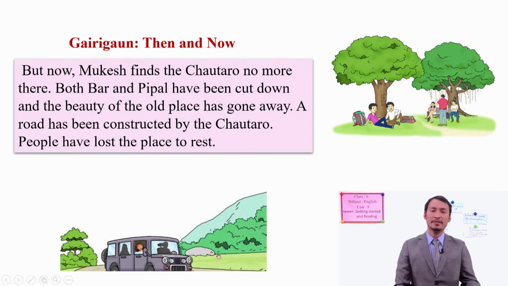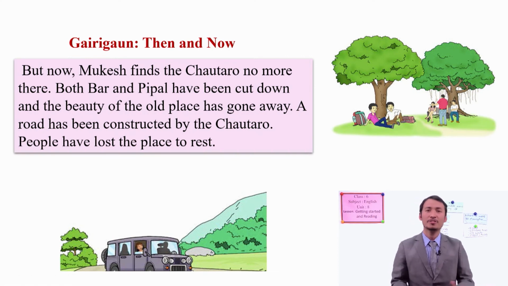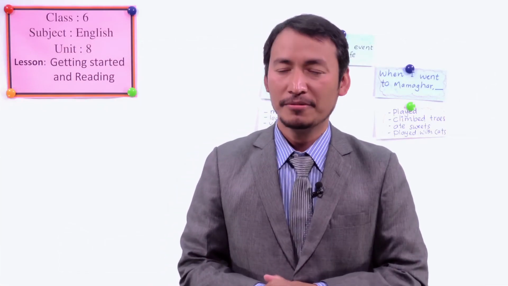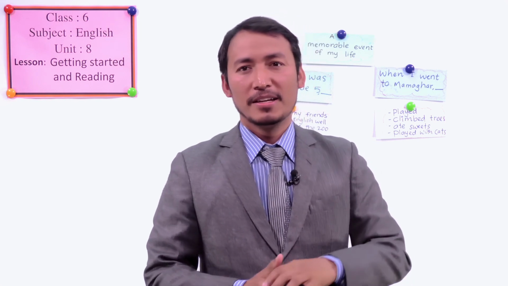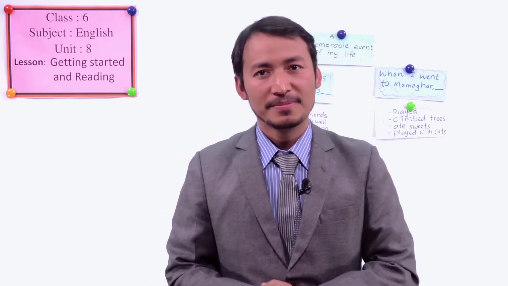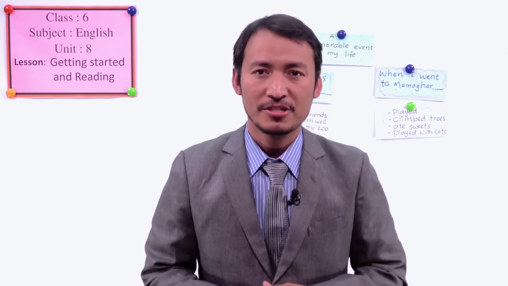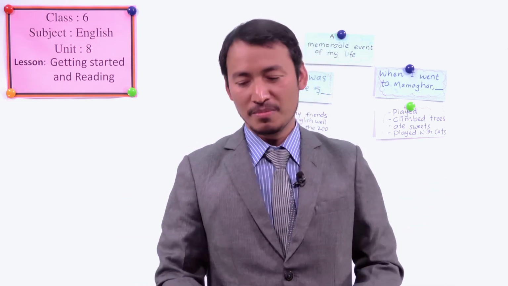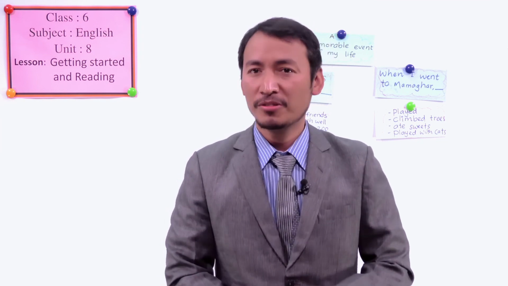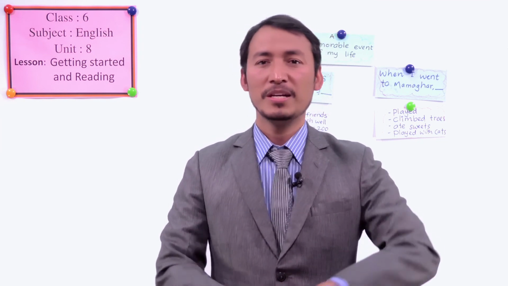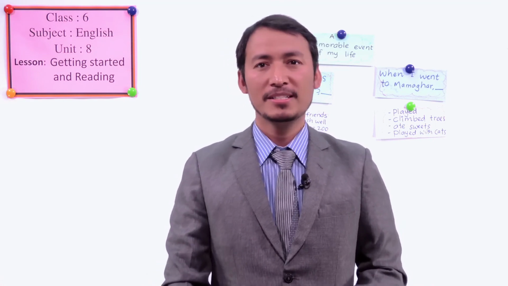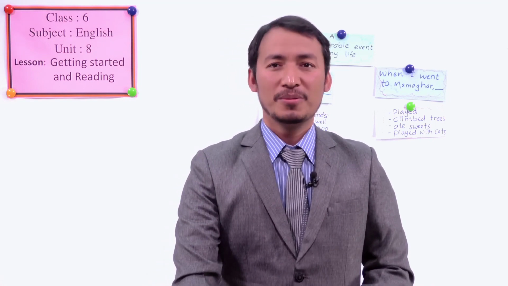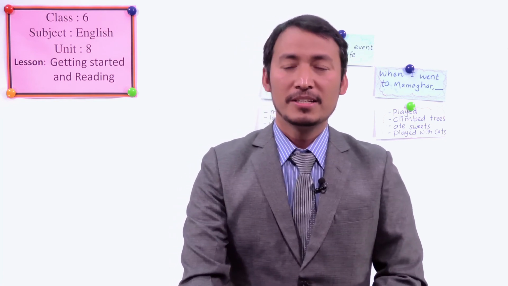You can see no Chautaro in the next picture. And in a similar way, in that village, there was no Chautaro for resting. Okay, students, so this is what the story is about Gairigaon. Do you have such a village which is now changed from the past? Yes, we almost all have such a situation, right? We all have different motor roads now, and we have lost the Chautaros. We don't use Chautaros now. We travel by bus and other vehicles, right? Okay, so we find a similar situation here, right?